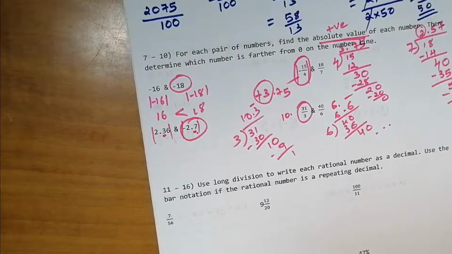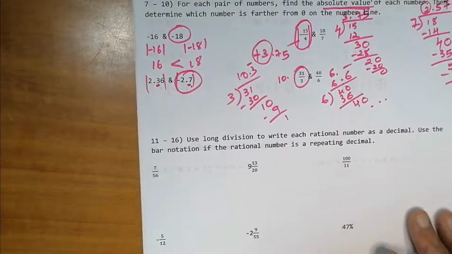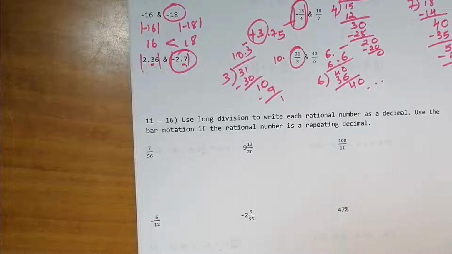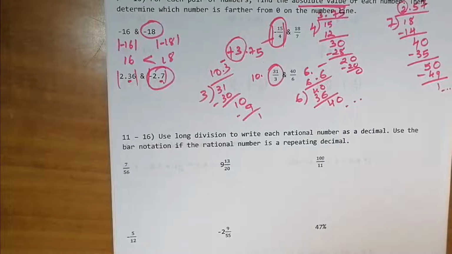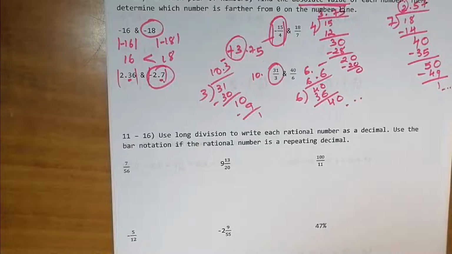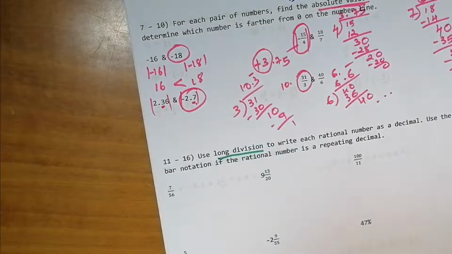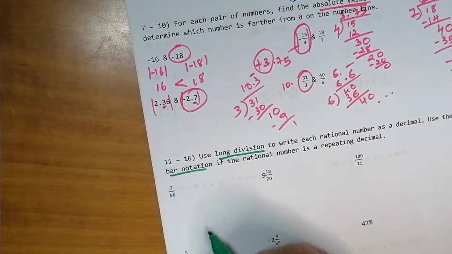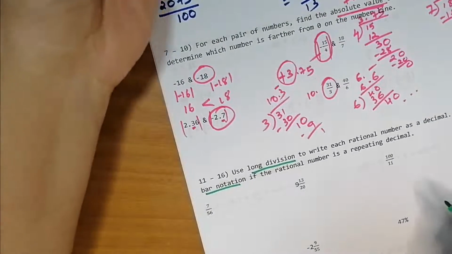Okay, now we are here from 11 to 16, 6 more questions, where it says use long division to write each rational number as a decimal. Use the bar notation if the rational number is a repeating decimal. We have to use the long division method, and we have to put a bar if the rational number is a repeating decimal. You remember that, right? It's a simple division that you have to do. So let's get started here.